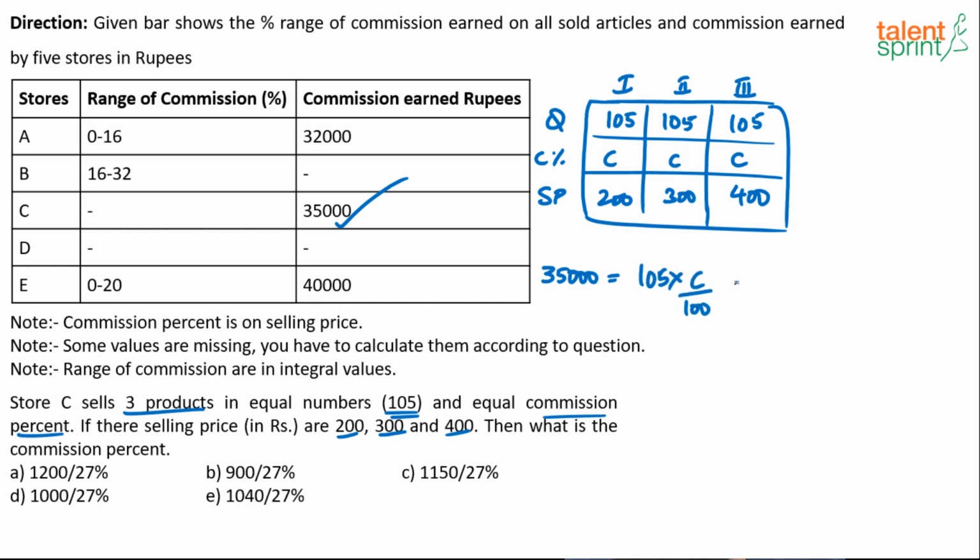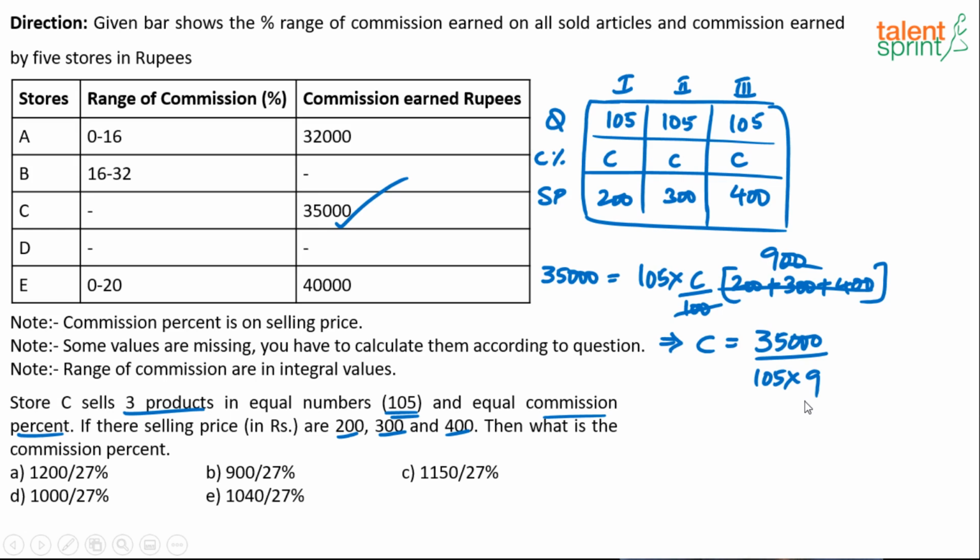C percent is C by 100. 200 plus 300 plus 400. Trust you're clear with this, right? It should be 105 into C percent of 200 plus 105 into C percent of 300 plus 105 into C percent of 400. But that can be taken common. 105 and C percentage can be taken common. So 200 plus 300 plus 400 is 900, right? And these zeros get cancelled. So basically C should be equal to 35,000 divided by 105 into 9.